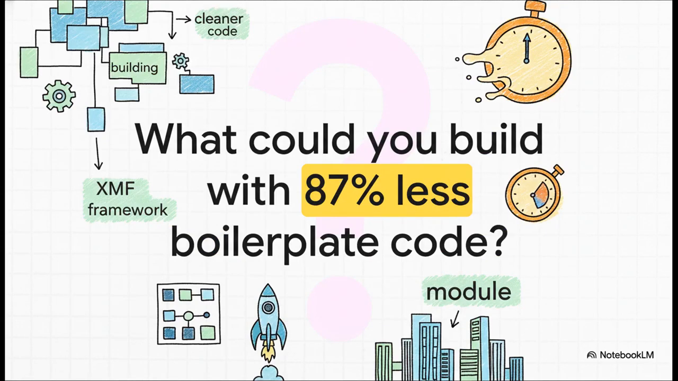So, what's the bottom line here? XMF isn't just about writing cleaner code. It's about getting your time back. It's about freeing you up from writing the same boring boilerplate code over and over so you can focus on building the amazing features that really matter. Which really just leaves one final question. What could you build with 87% less boilerplate?